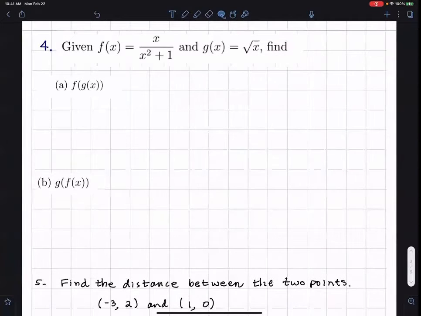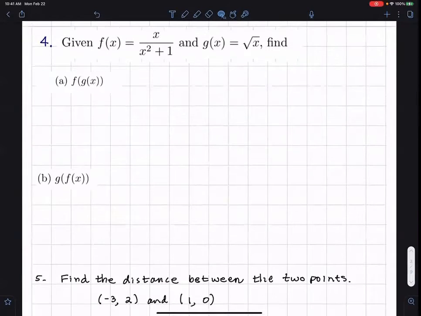Okay, for this problem, this is a brief little thing about composition of functions. So that's what we're showing here. We're given f and g, and we're going to write down the composition. So here I have f of g. Well, if I write down f, what I'm going to put is g inside, where g is the square root of x.